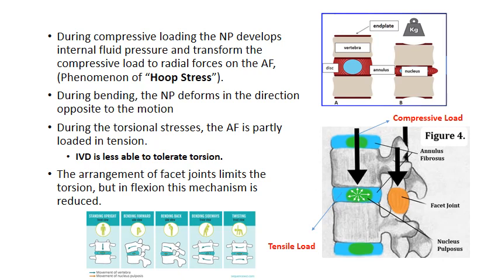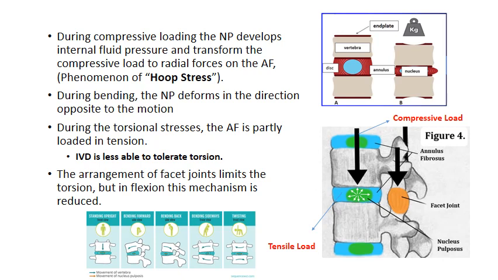When we have torsional stresses, again the annulus fibrosus may in part be under tensile pressure, and the other side may be under compressive pressure. You remember that stress is the force over the area, and when we have the force in a smaller area, we have more stress in that area. So our spine is more vulnerable to torsional rotation or movement.